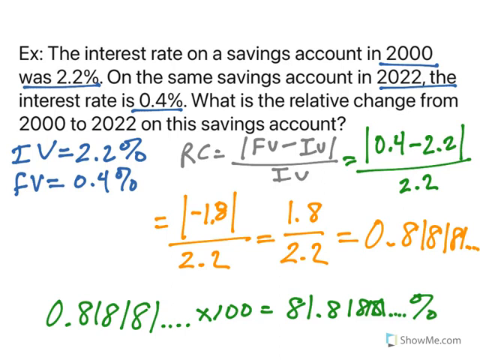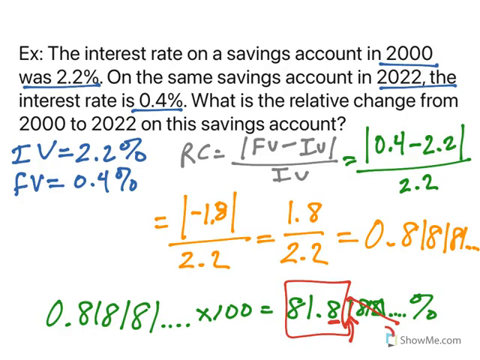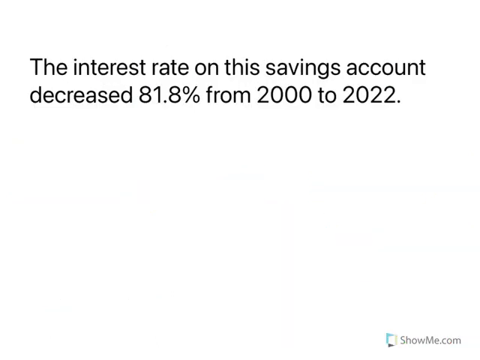So let's round this to the nearest tenth of a percent. So if I'm going to the nearest tenth, I look at the place past that. 1 tells me to round down. So I end up with an answer of 81.8%. Now, what does that mean? Well, that means the interest rate on this savings account decreased 81.8% from 2000 to 2022.